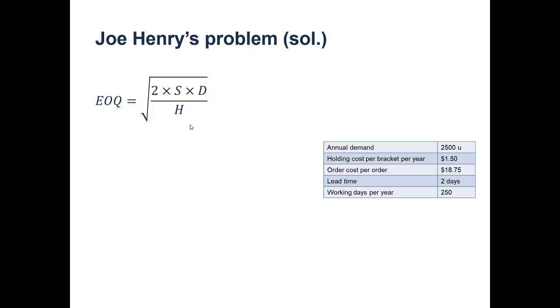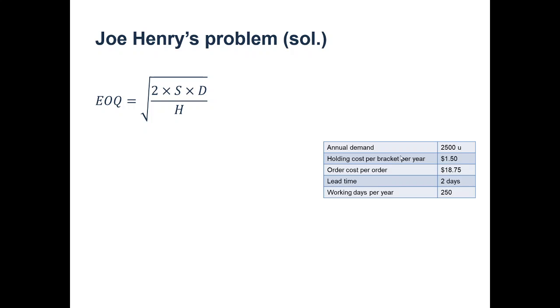Remember that this formula reflects the fact that if S is very large, that means that placing a single order is very costly. So we'll try to place a low number of orders, and we will try to buy larger amounts of items, which is a larger value for the economic order quantity. On the contrary, if H, the holding cost, is very high, we don't want to have too much inventory in our warehouse. So we will do more frequent orders for a lower quantity per order. So this is the formula.